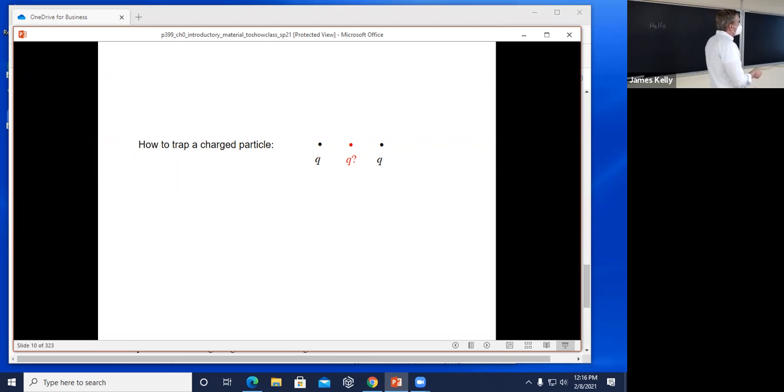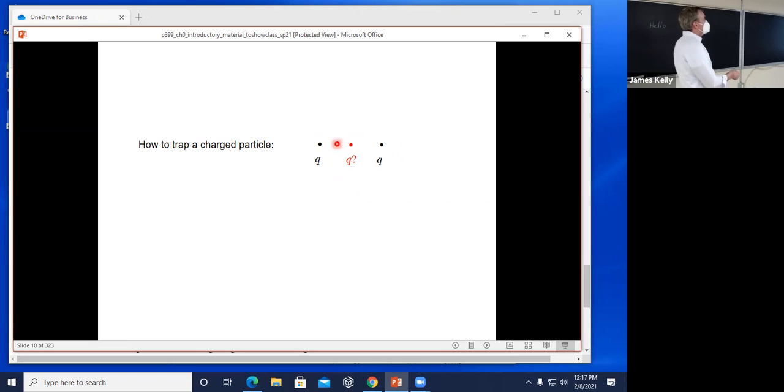Now I might say, well, maybe I'll put a minus Q there. How would I immediately know that's not stable? It's going to be attracted to the ones on either side, right? So if it moves a little bit this way, this force gets stronger and the force with this one gets weaker. And so it's going to keep going in that direction and slam into the other one. That's not going to make a stable solid matter, right?